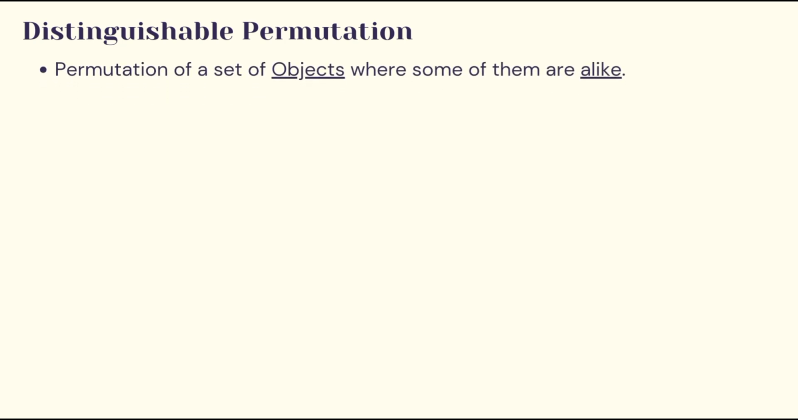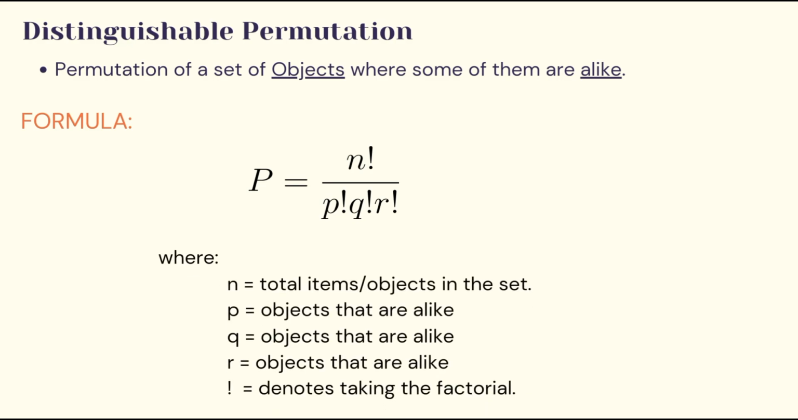Distinguishable permutation. Distinguishable permutation is the permutation of a set of objects where some of them are alike. The formula for this type of permutation is P equals n factorial all over p factorial q factorial r factorial, where n is the total items or objects in the set, p, q, r are the objects that are alike, and the exclamation mark denotes taking the factorial.